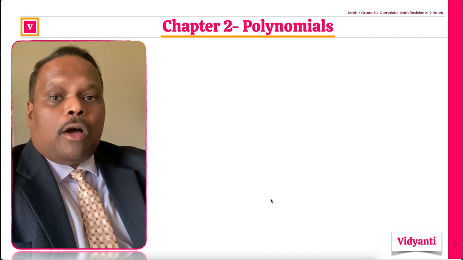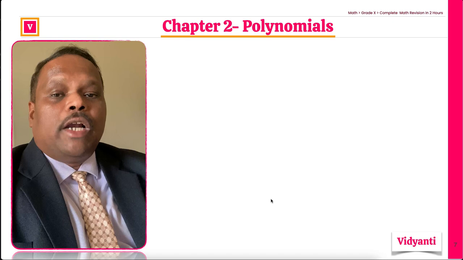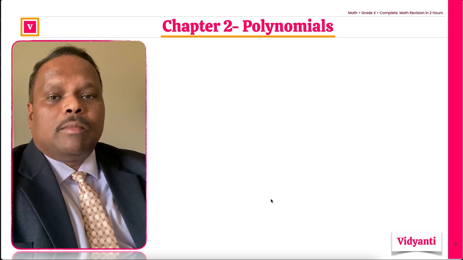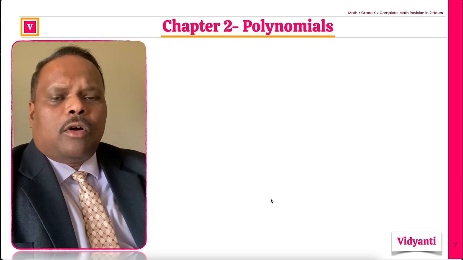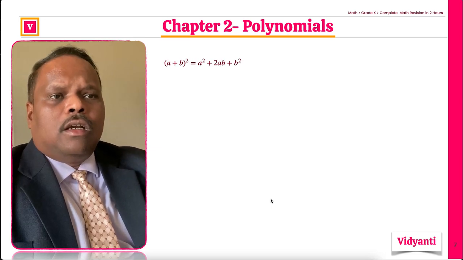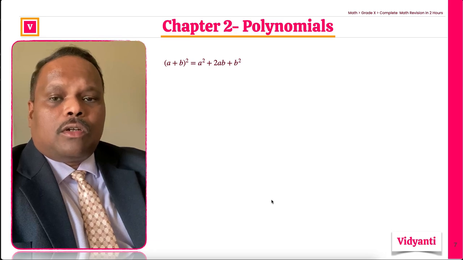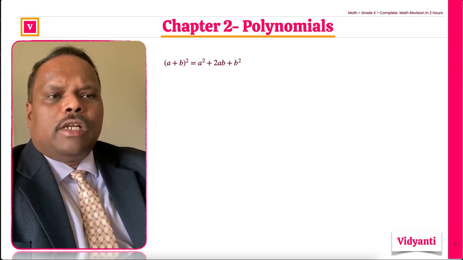Now, in the second chapter, we are going to talk about polynomials. Polynomials are things which involve multiple terms. The word poly means many, so polynomials means many terms. Here we are talking about some formulas, basic expansions for squares and cubes. So let's have a quick revision.